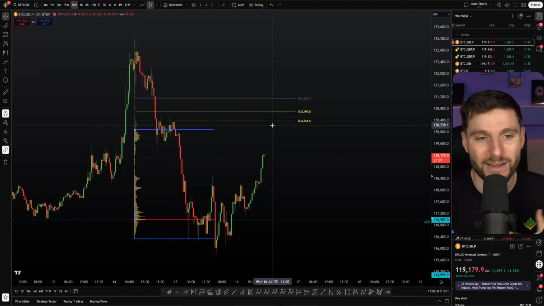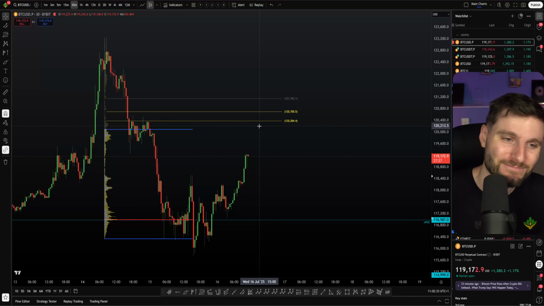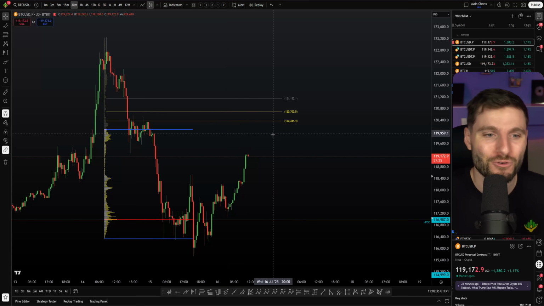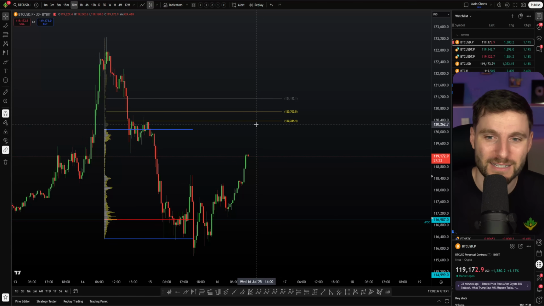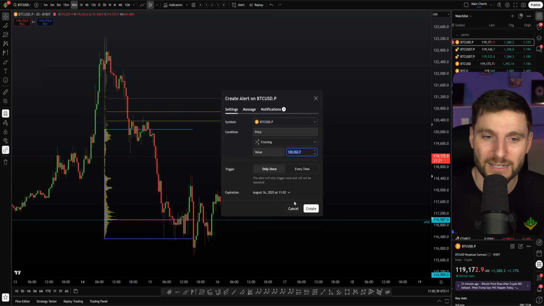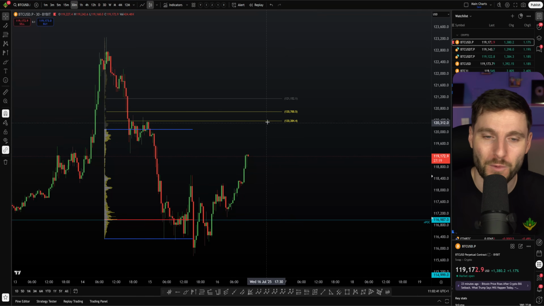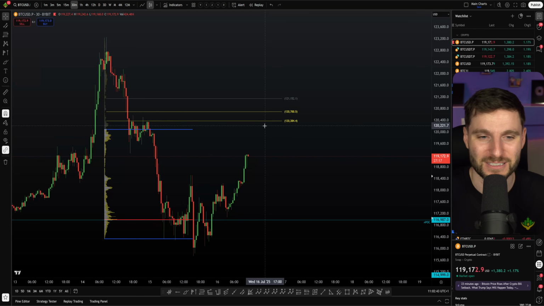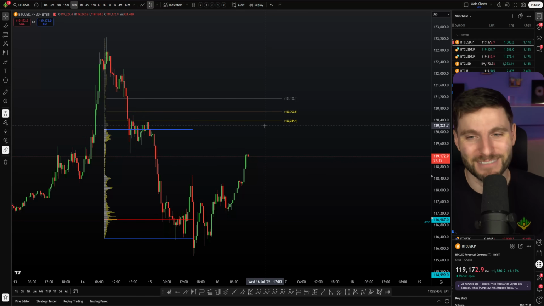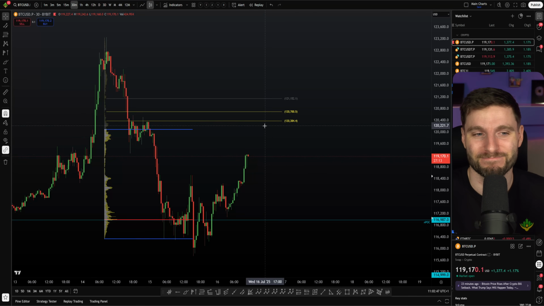But there is some minor resistance where I can be looking for a potential short trade to line up around here. So what do we do again? I just place my alerts. I wait, ready and waiting for around $120,000. Again, my first thoughts here is, this is not a high confluence zone. This is not really what I class as a massive resistance.